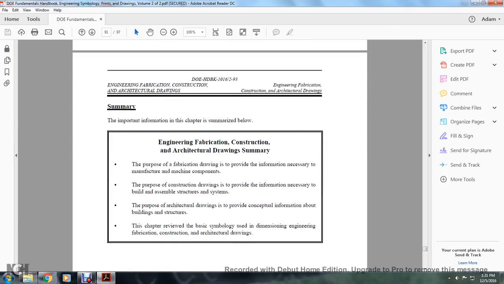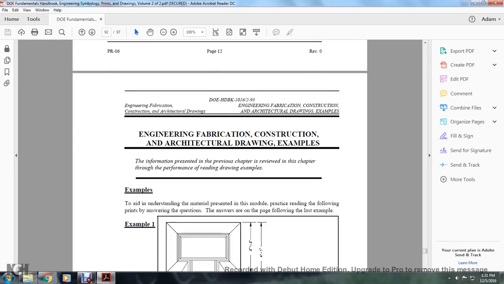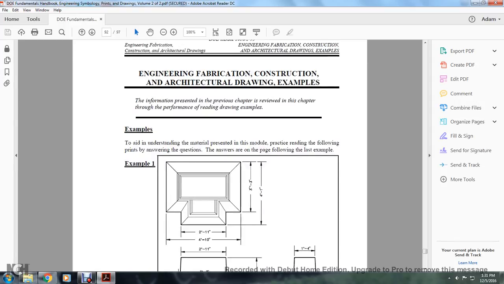Some of the most important information in this chapter summarizes engineering, fabrication, construction, and architectural drawing. Summary: the purpose of fabrication drawing is to provide the information necessary to manufacture machine components. The purpose of construction drawing is to provide information necessary to build and assemble the structure system. The purpose of architectural drawing is to provide conceptual information about the building and structure. The chapter reviews the basic symbology, dimension, engineering, fabrication, construction, and architectural drawing examples, to aid the understanding of the material presented in the module.